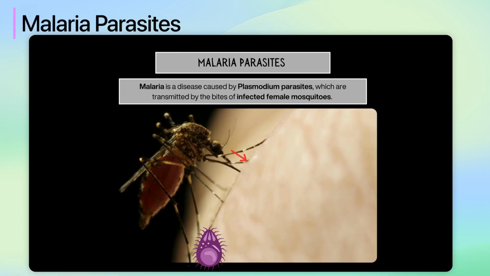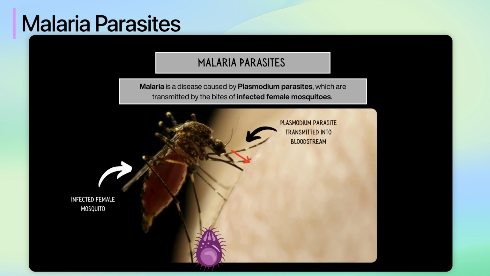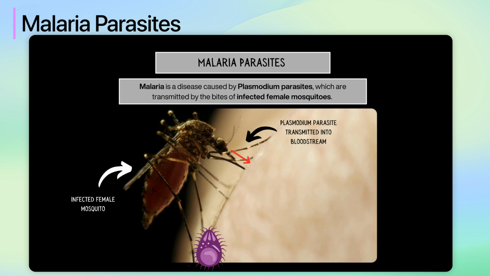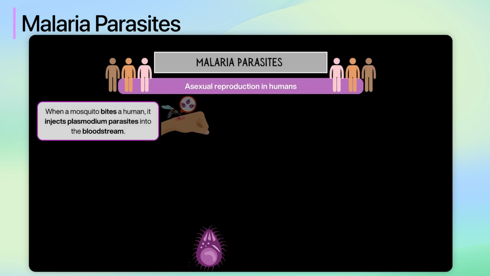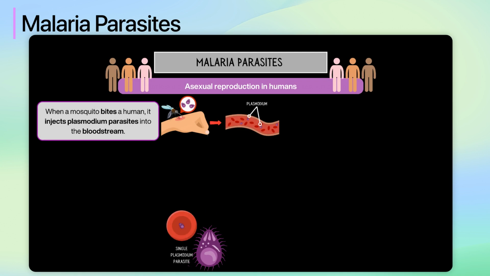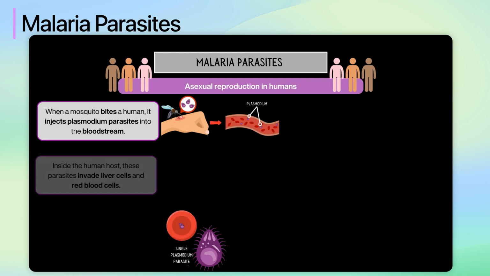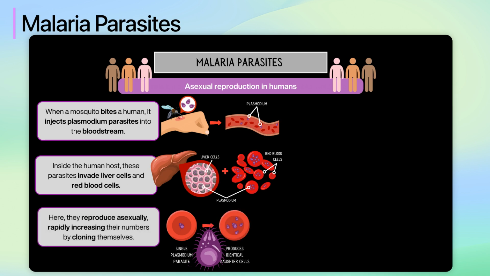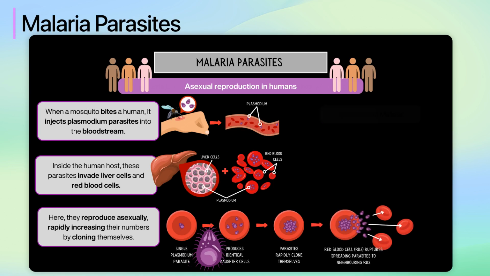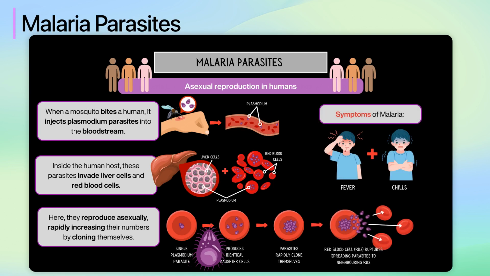Malaria is a disease caused by Plasmodium parasites, which are transmitted by the bites of infected female mosquitoes. Understanding the life cycle of these parasites illustrates how they employ both sexual and asexual reproduction. When a mosquito bites a human, it injects Plasmodium parasites into the bloodstream. Inside the human host, these parasites invade liver cells and red blood cells. Here, they reproduce asexually, rapidly increasing their numbers by cloning themselves. This leads to the symptoms of malaria, such as fever and chills.